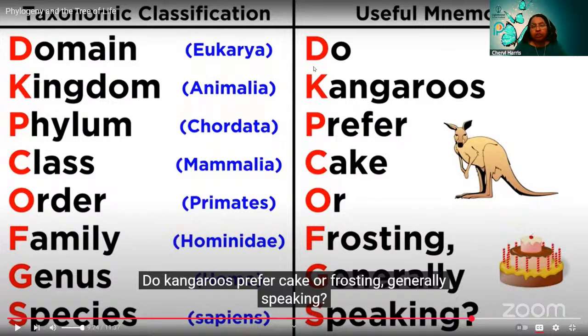All right, so what I want you to do is and then you need to know this order. So what they've come up with as a catchy sentence for you to remember is, do kangaroos prefer cake or frosting, generally speaking? So write that one down. Then I'll switch to the other one. And notice the first letter of each of these words is the classification system in order. Okay. Do kangaroos prefer cake or frosting, generally speaking?